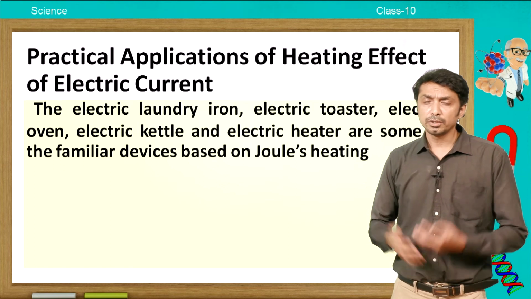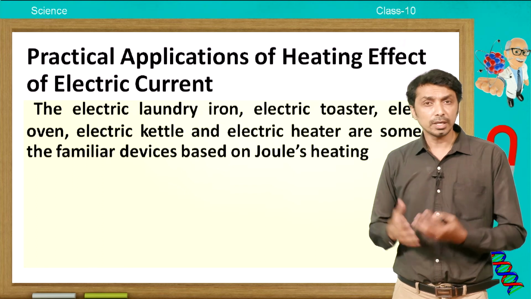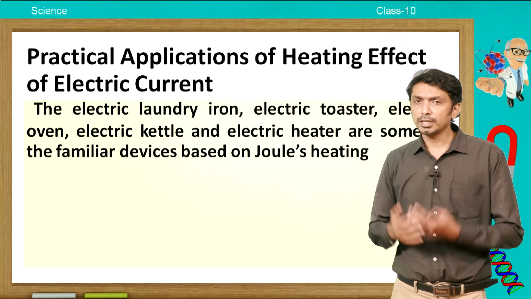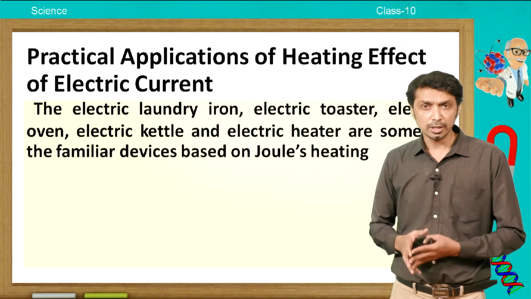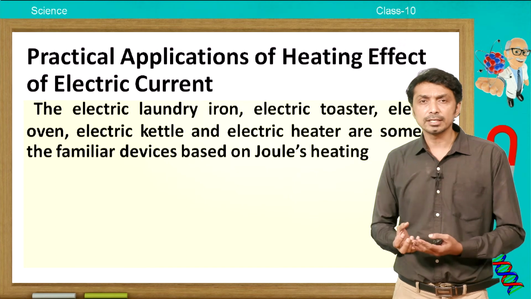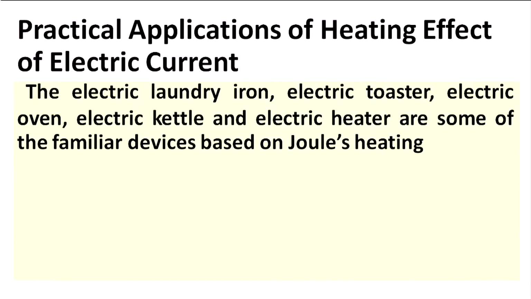Children, now you have learned how the amount of heat energy produced depends on various factors in any electrical appliance. Can you recall the electrical appliances you mentioned earlier which work on the heating effect of electrical current? That means they use electrical energy and produce heat energy. As you can see, an electrical iron, electrical toaster, electrical oven, electrical kettle. All these are devices which work on the same Joule's law of heating.